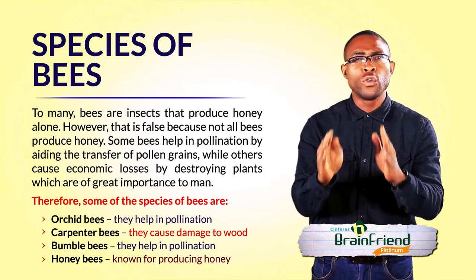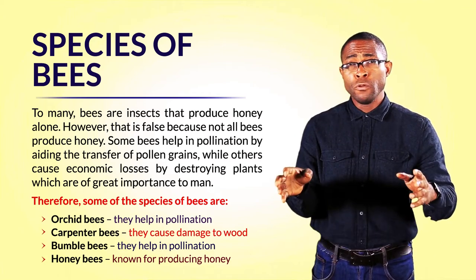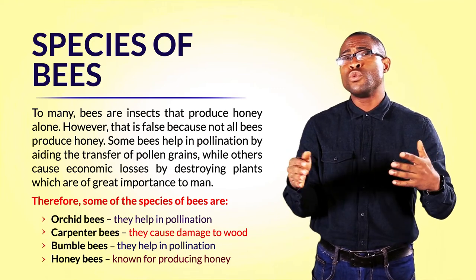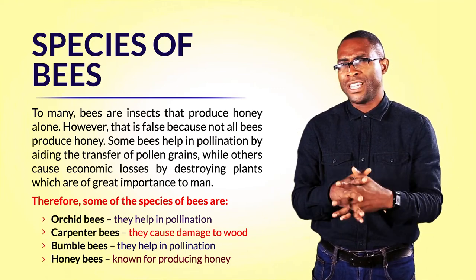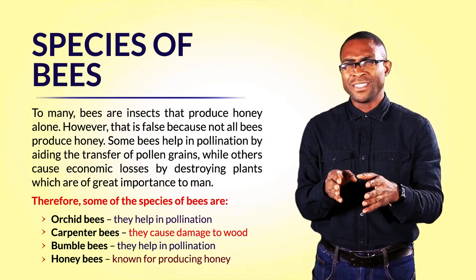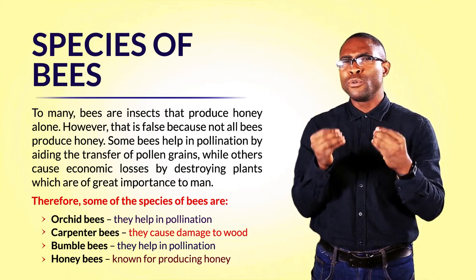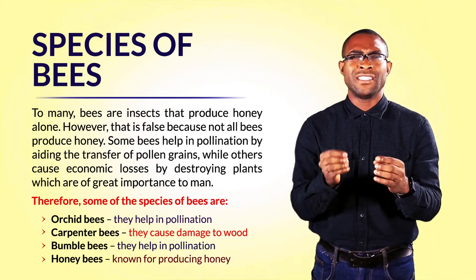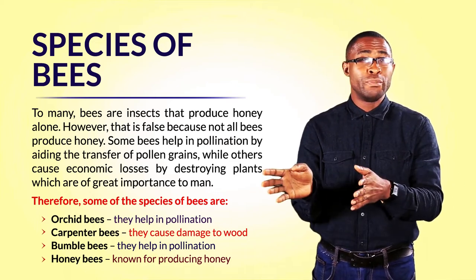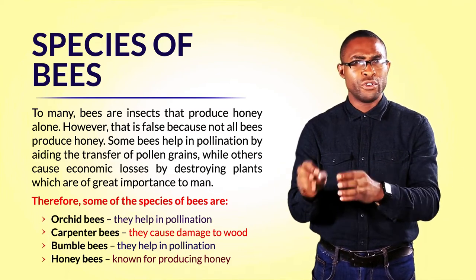They destroy wooden plants. Now we have the bumblebees. The bumblebees are big and then they are hairy. Their hairy nature allows them to become good pollinators. Then we also have the honeybees. The honeybees look more like the bumblebees, but then they produce a very important liquid, a sweet liquid at that called honey. The bumblebees do not produce honey, but the honeybee produces honey.